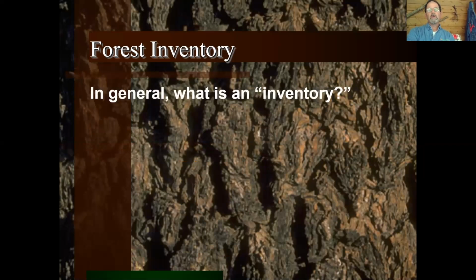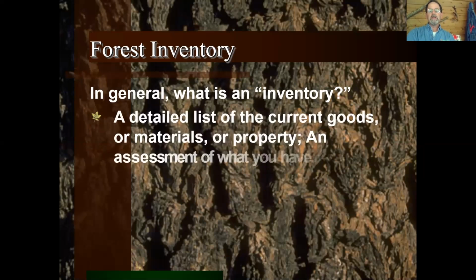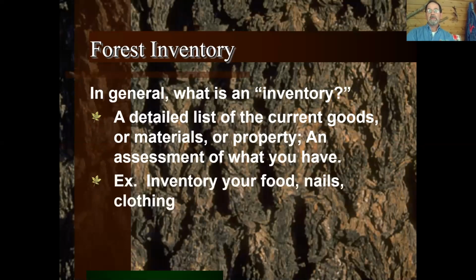And in general, we think of what is an inventory. It's really just a detailed list of the goods that you might have, or materials, maybe property. So it's an assessment of what you have. Some examples might be that we inventory our cupboards and our refrigerator before we go to the grocery store. Before we begin some type of construction project, we would inventory the nails and screws and lumber that we might have. And then each spring and fall, we inventory our closets for our clothing or drawers and so forth.